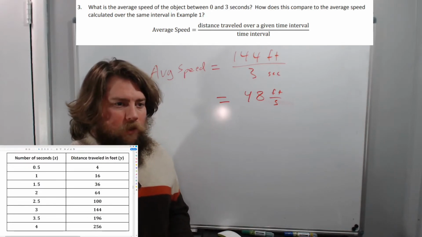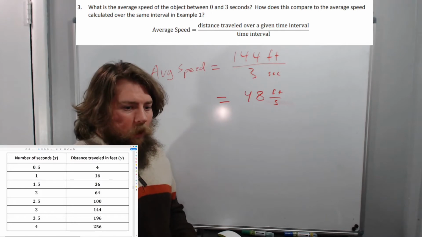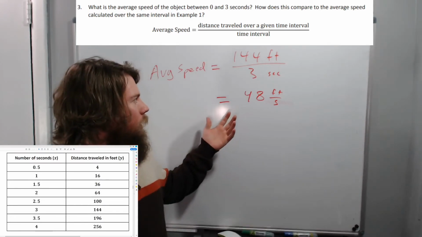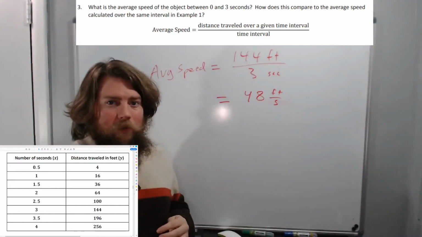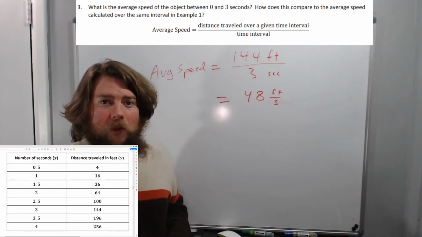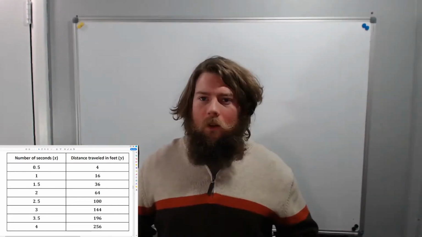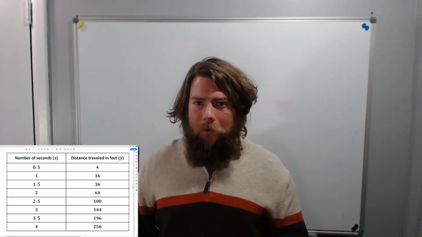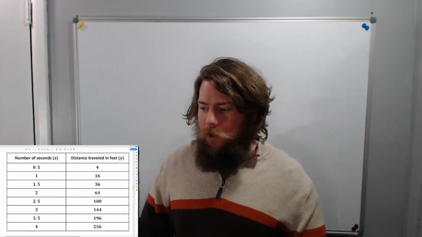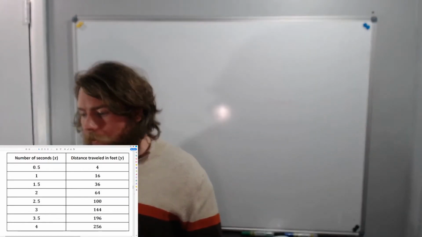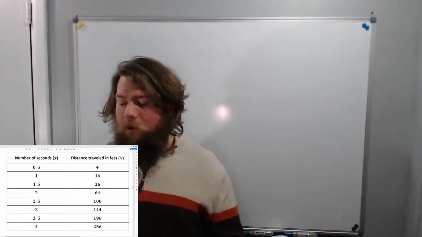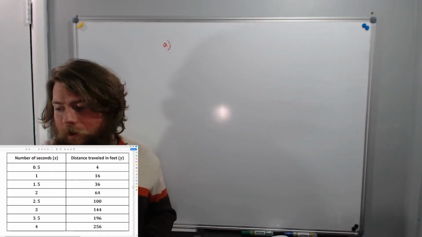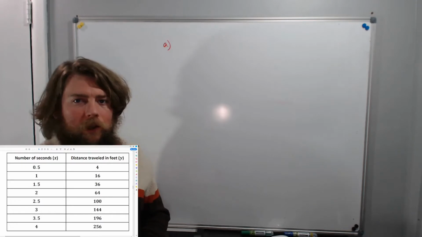As some of you have hopefully predicted, the average speed is not going to be the same over different time intervals in this example. All right, number 4 asks us to take a closer look at the data and answer these questions. Basically, how many feet did the stone drop between a certain amount of time? Part A asks, how many feet did the stone drop between 0 and 1 second?